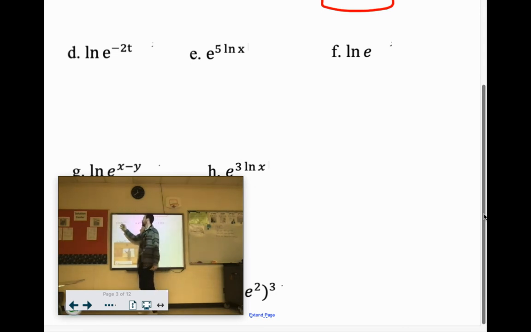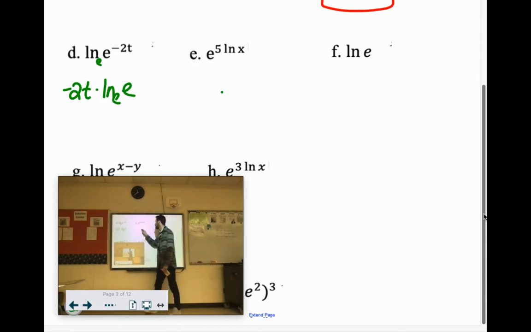Now here's our first thing with that natural logarithm. Remember, if it doesn't have a base written, that is a sub e. So if we kick our exponent to the front, negative 2t times natural log sub e of e. Now, just like when it was log sub 6 of 6, if it's the same thing there, it just comes out to 1. Same thing with the natural logarithm. If you have ln sub e of e, all of that just works out to 1, times negative 2t is negative 2t.